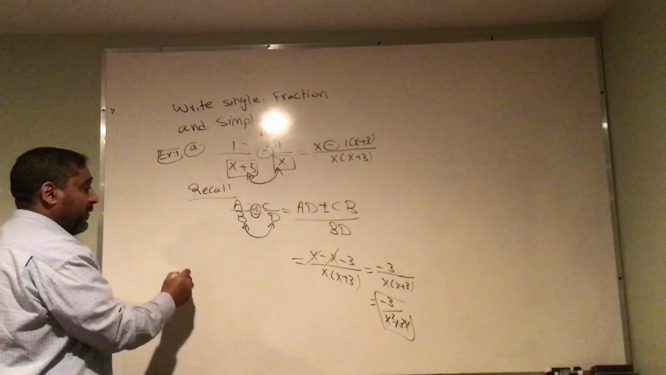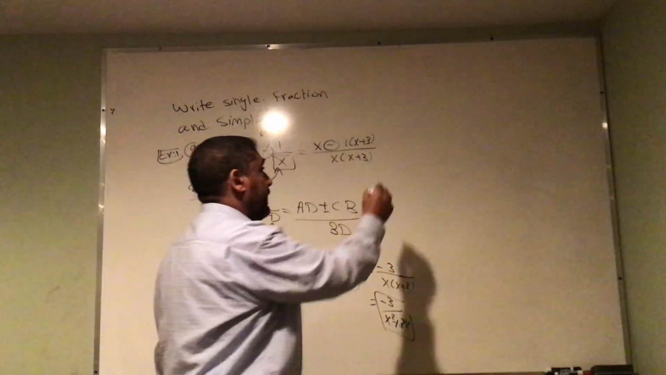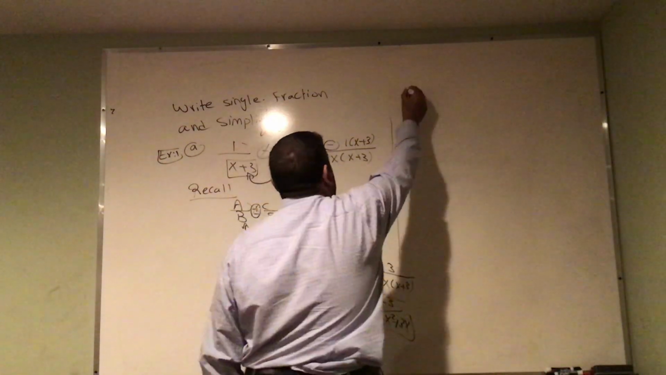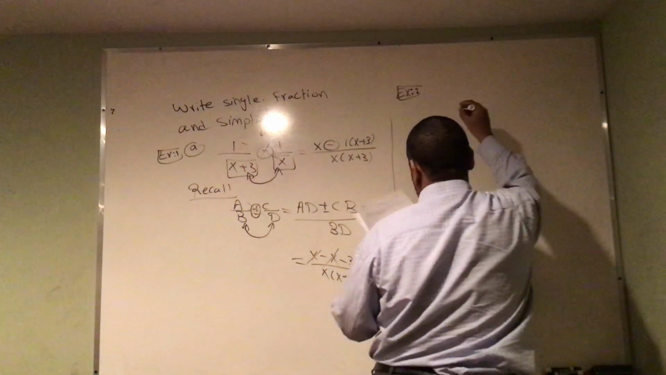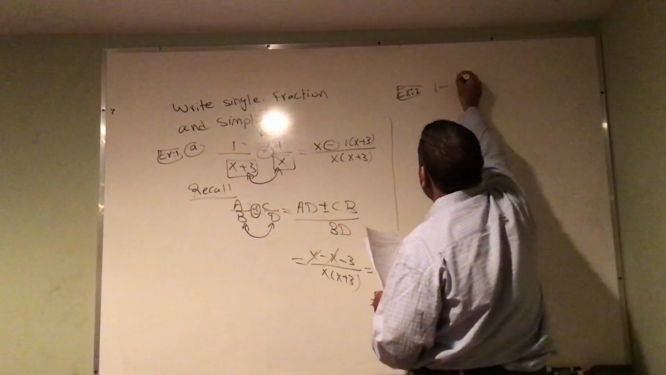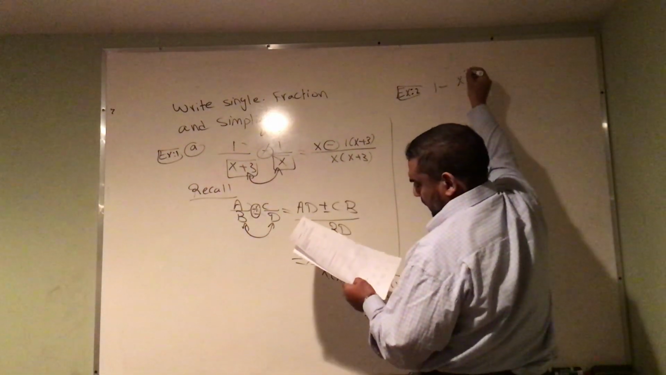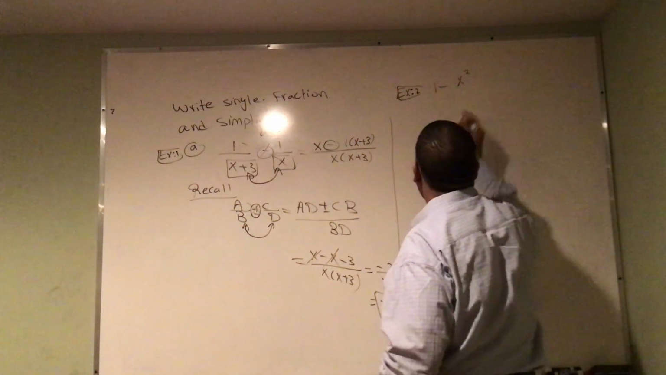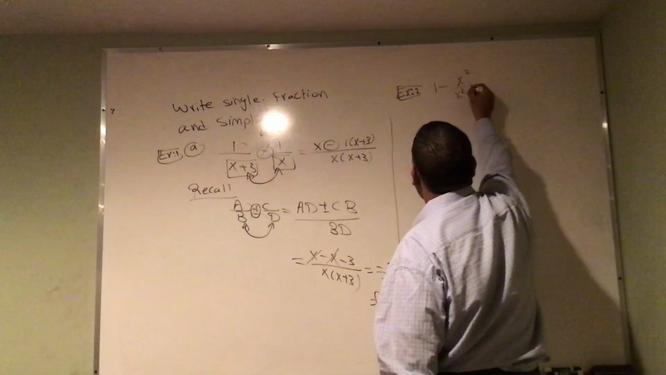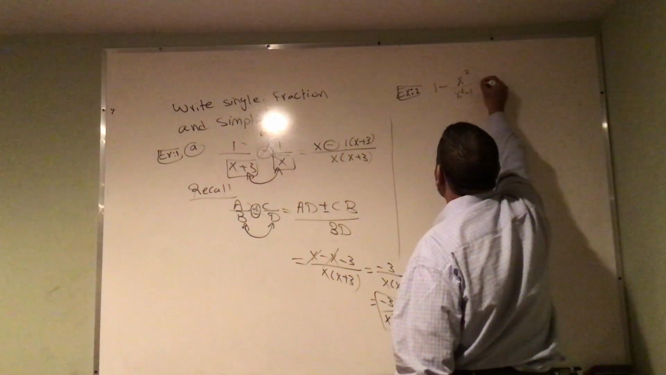Then let me give you another example here, guys. Another example of how to simplify. What do you have? I have 1 minus x squared over x squared minus 1. So how to simplify this one?